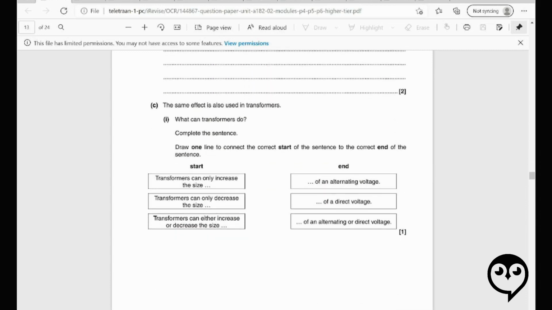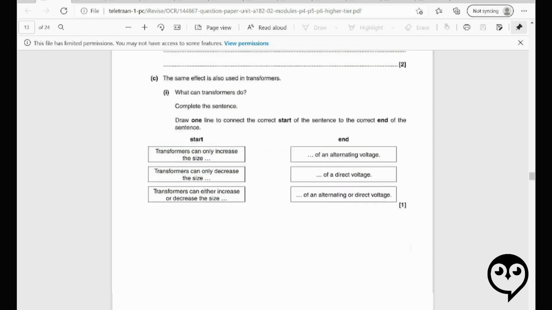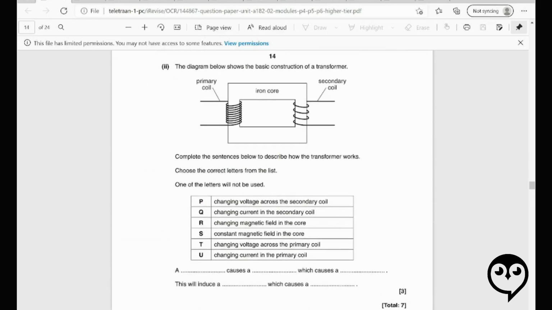The same effect is used in transformers, right? So what do we want to say here? Draw one line from the beginning to the correct end. We want: transformers can either increase or decrease the size of an alternating voltage. That's what you need for a transformer. And then here we move along.